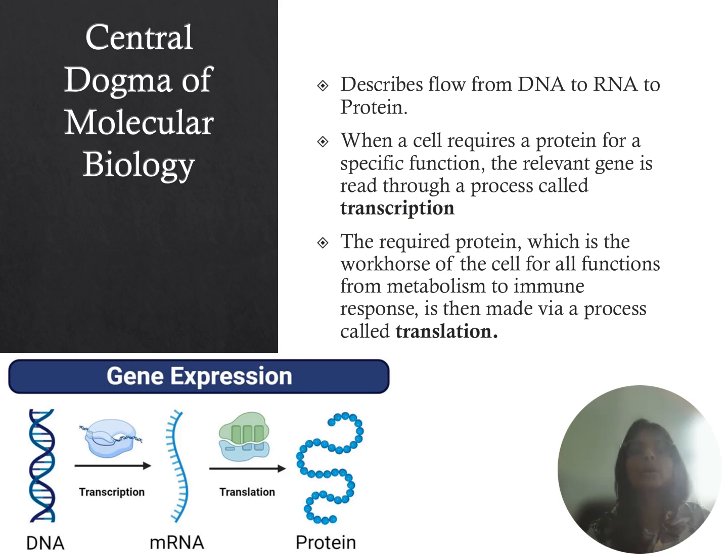The central dogma of molecular biology explains the flow from DNA to RNA to functional protein. To put it simply, when a cell requires a protein for a specific function, the relevant gene is read through a process called transcription. The required protein, which is the workhorse of the cell for all functions from metabolism to immune response, is then made via a process called translation.